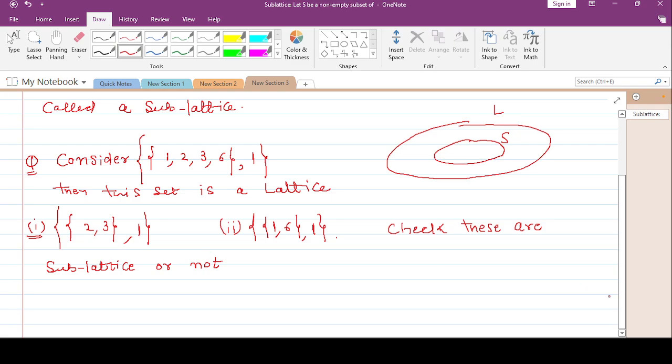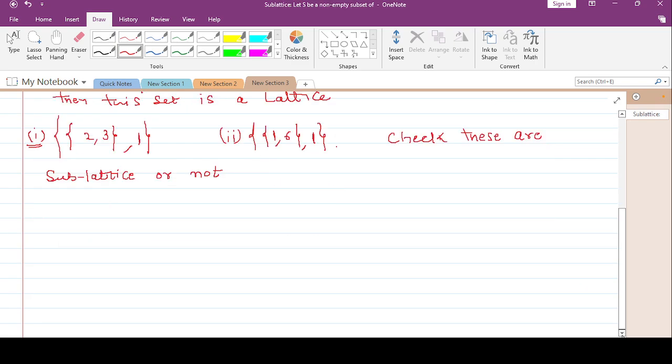See, if the supremum and the infimum both exist in the same set, only then we can say that it is a sub-lattice. So what is the operation? The operation is the operation of divisibility. So I take these elements 2 and 3. Now what is the join of 2 and 3? Join of 2 and 3 means take the LCM of 2 and 3. So what is the LCM of 2 and 3? It is 6. So 6 is clearly not a member of this set. It does not belong to 2 and 3. So clearly LUB does not exist.